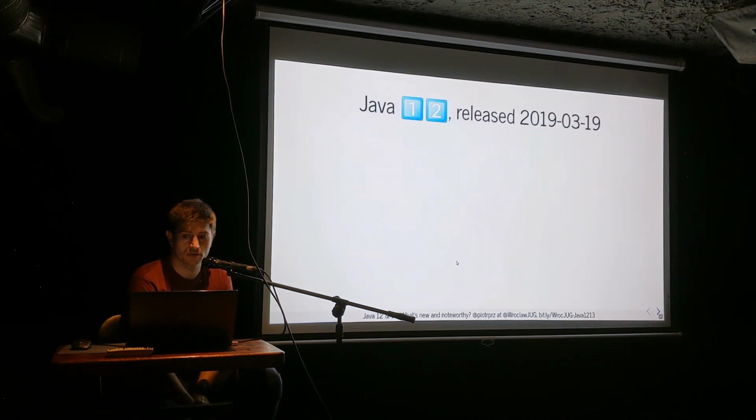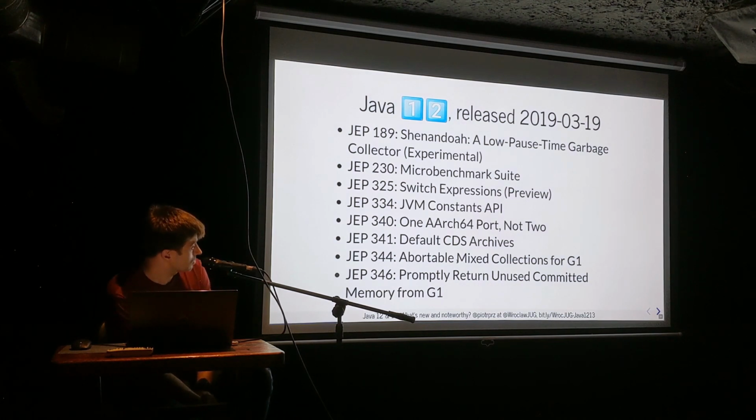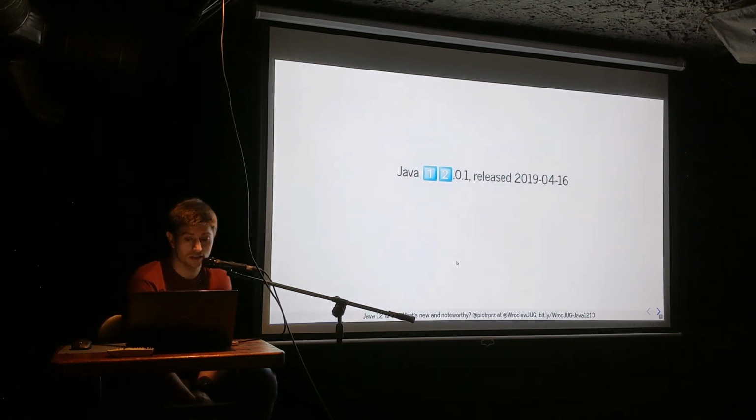So Java 12 was released in March this year. It has these JEPs, if you want to read them. And there were, of course, 2 minor releases.